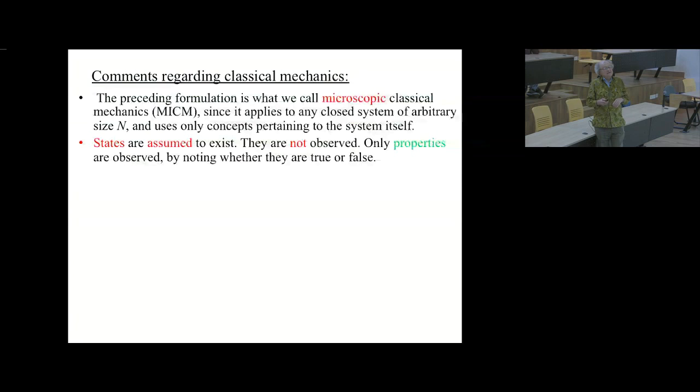Note that states are just assumed to exist. States are never observed. They're never measured. Only properties are observed, and by observing, you just want to know if the property is true or false. So states are just there. You say, let the state be x at a certain time. That determines the trajectory.